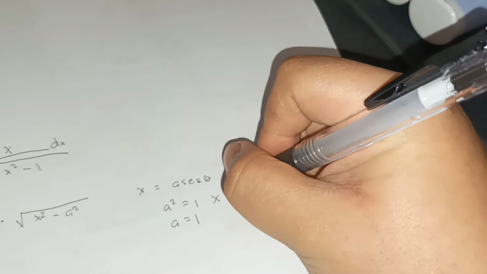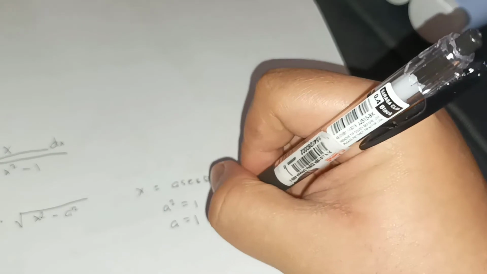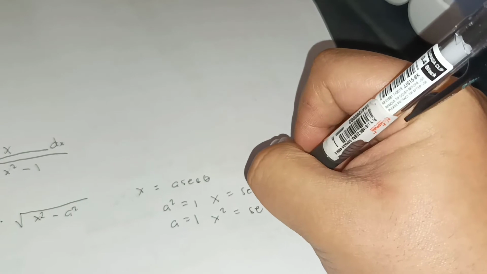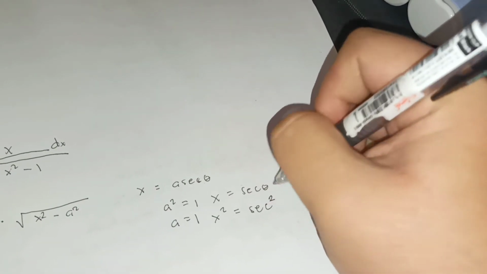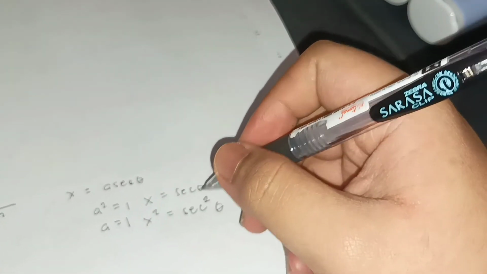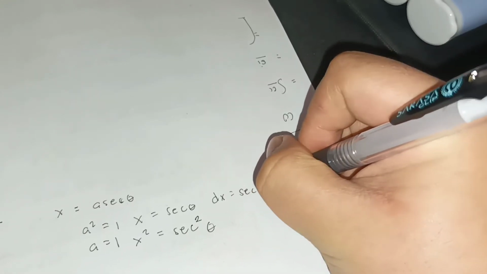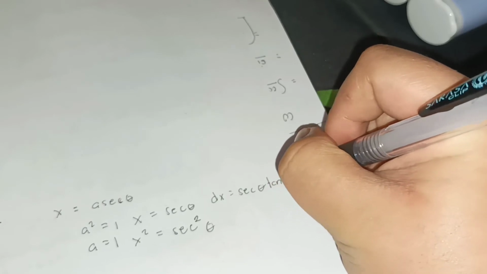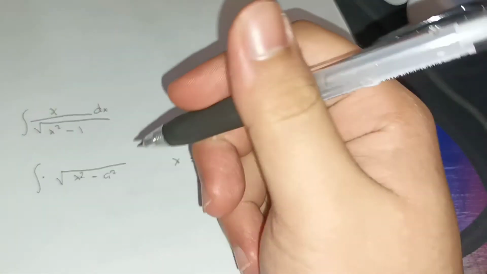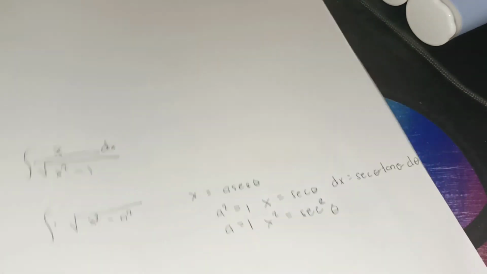Now our x will be equal to secant theta, and then our x squared is equal to secant squared theta. We will also look for dx, which is the derivative of x, equal to secant theta tangent theta d theta. Now let's just incorporate what we have got already.